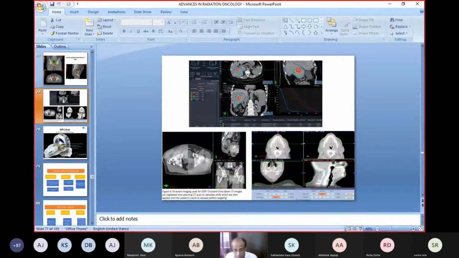How the matching is done: there are 2 CT scans you can see. One is taken on the day of planning. This is on the day of delivery. We are fusing both of them before we deliver the treatment.